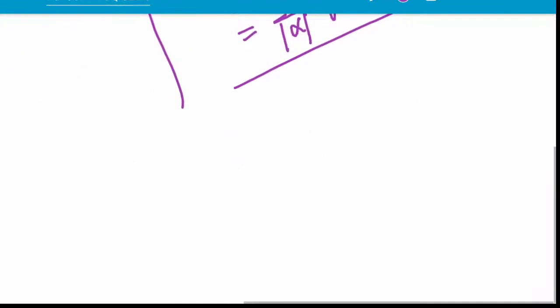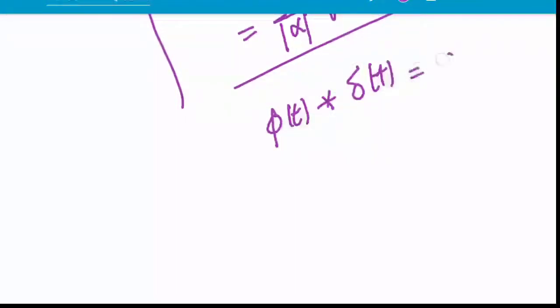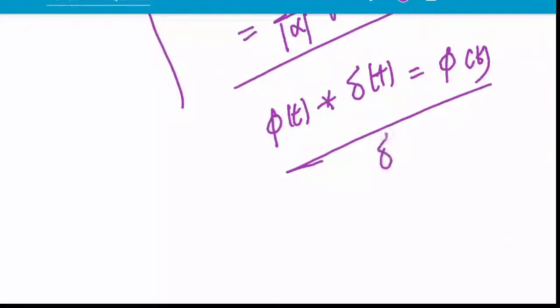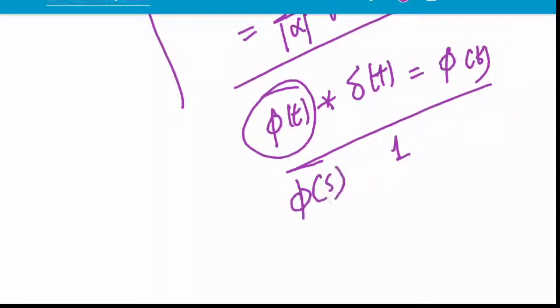Another thing I want to say is that the convolution of any function with the impulse function will always be the same function, because the delta function has Laplace transform as 1, and suppose this function has Laplace transform phi of s, and convolution in the time domain is multiplication in the Laplace domain and vice versa. So this will be the same function.